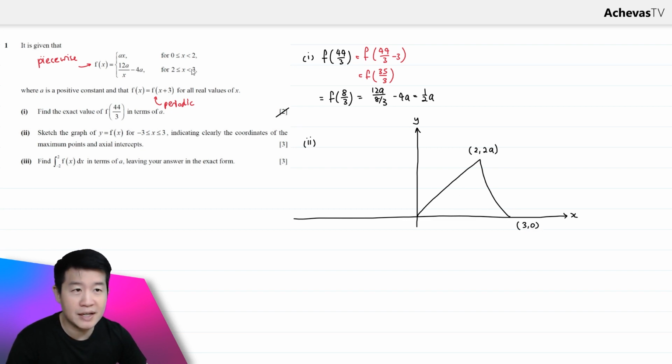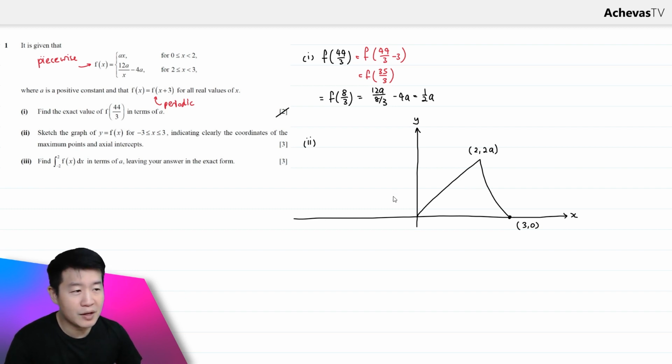And because it is strictly less than 3, so I'm going to add in a hollow dot here. Oh, no, actually I shouldn't add in a hollow dot because it is bigger or equal to 3, and when it is 3, I will go for this. So when x is equal to 3, oh, it is going to repeat, so it's going to be here. So here should be a solid dot.